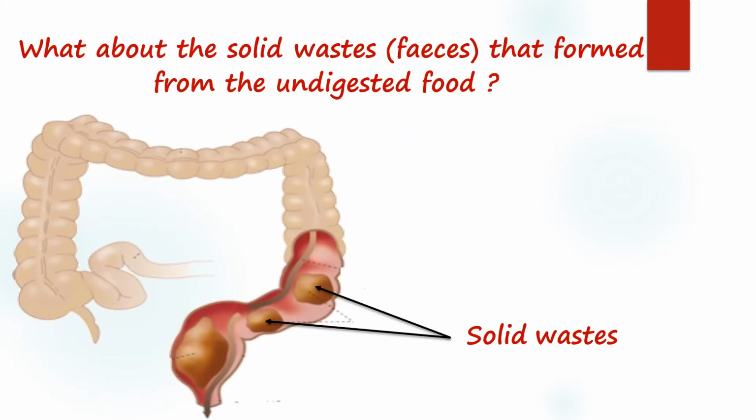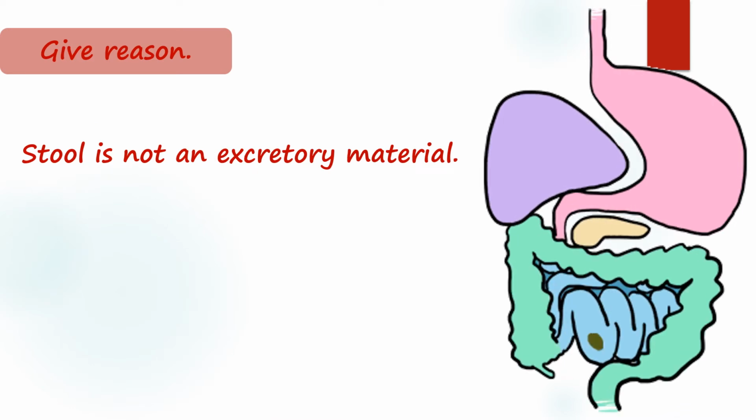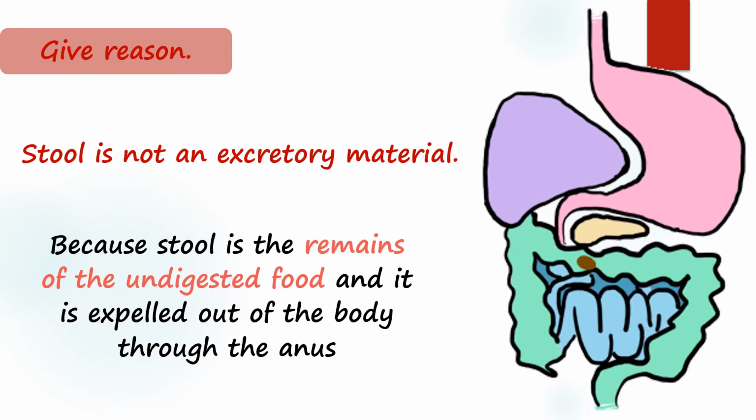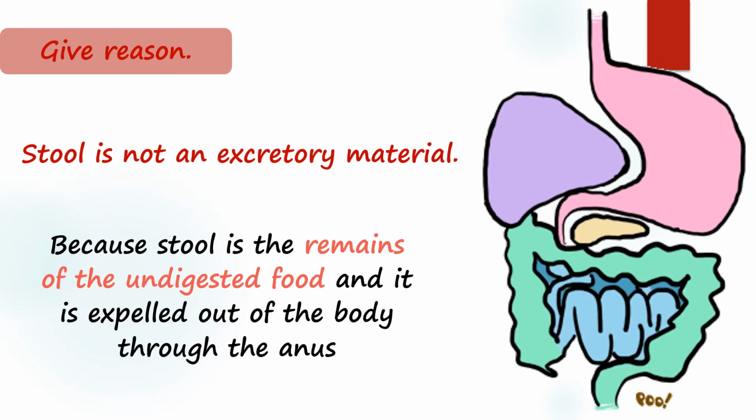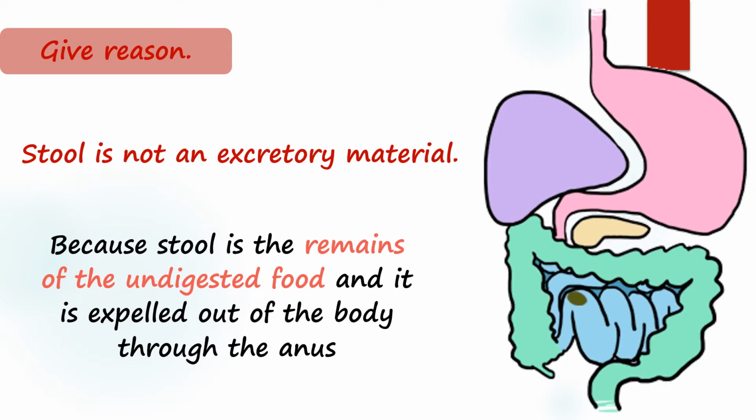So, what do you think about the solid wastes, the feces that form from the undigested food? Are they considered as excretory materials? Think. No, they are not considered as excretory materials because the solid wastes are the food remains. They didn't form inside the cell. They didn't come out of any cell. So why is this stool not an excretory material? Yeah, super. Because stool is the remains of the undigested food that didn't come out of any cell and it's expelled out of the body through the anus.